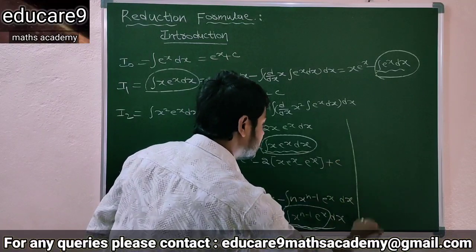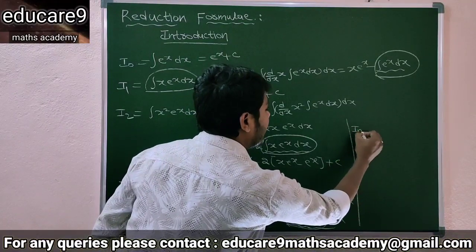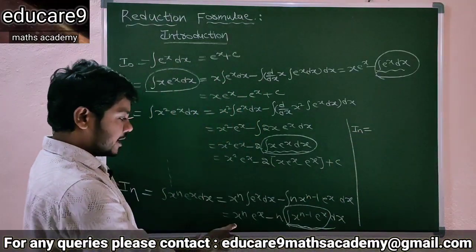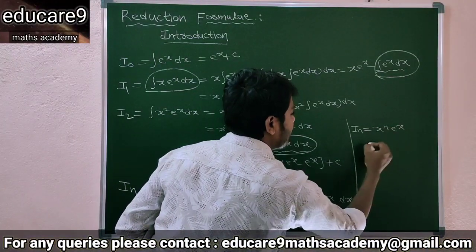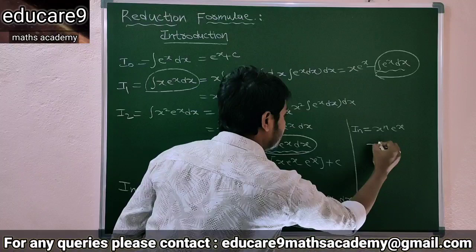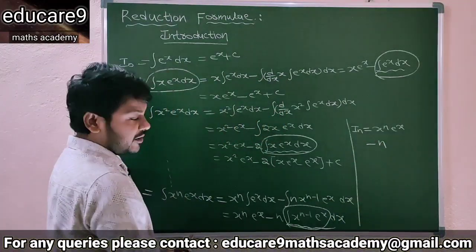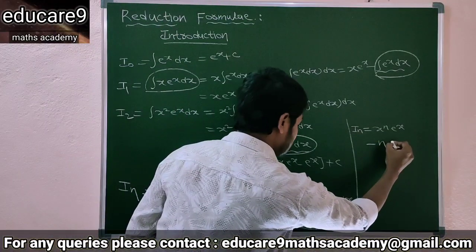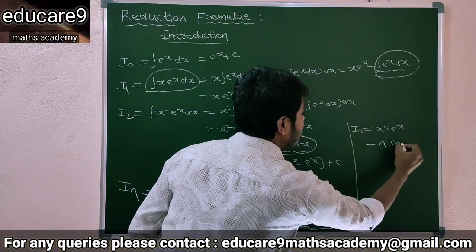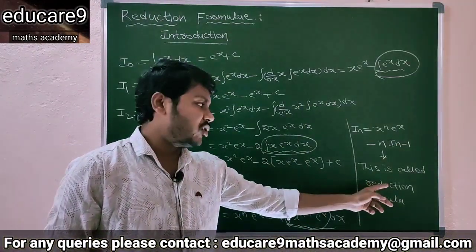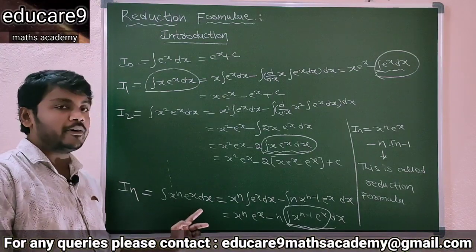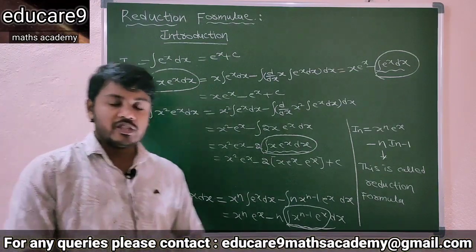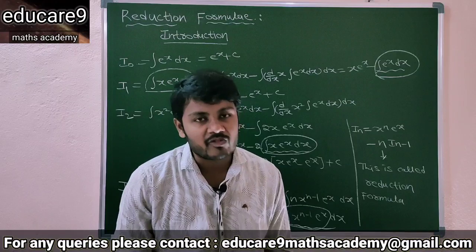Therefore, In is equals to x to the power of n e power x minus n into, this is the power n minus 1, so this is In minus 1. So this is called as reduction formula for integration of x to the power of n e power x dx. So this is the concept of reduction formula.